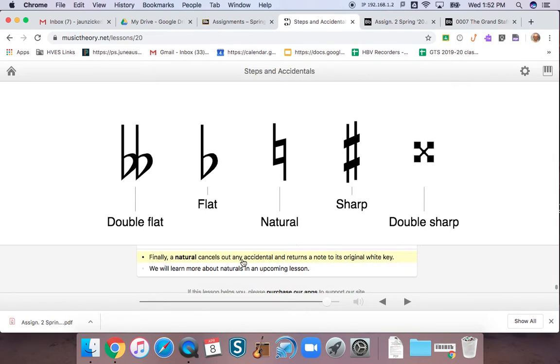Finally, a natural cancels any accidental and returns a note to its original white key. This natural sign is not really redundant, but in a way it is. It's basically saying, hey, it's not sharp, it's not flat, it's not double sharp, it's not double flat, relax. It's just a regular good old C or regular A, right on the white keys of the piano. So if you see this natural sign, it doesn't change the note like a sharp or a flat would. It's just a reminder sometimes. And okay, that's steps and accidentals.